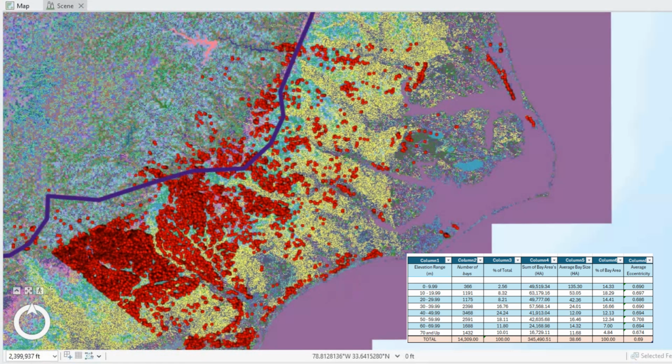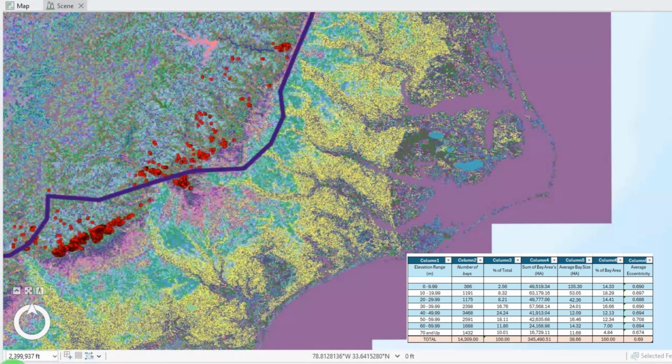So that's 14,309 bays. I'm going to break it out into individual meters, because that's how I did the table that we're looking at, and I just want to show what that looks like. So the red dots are the Carolina bays located 70 meters and up in sea level elevation. There's 1,432 of those, and that's about 10% of all the bays in North Carolina.